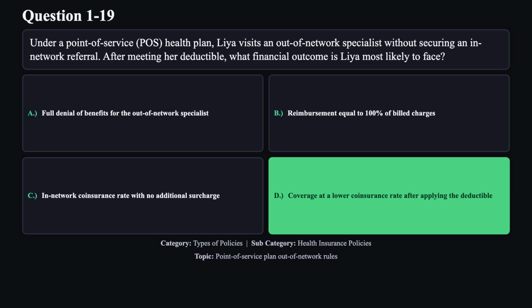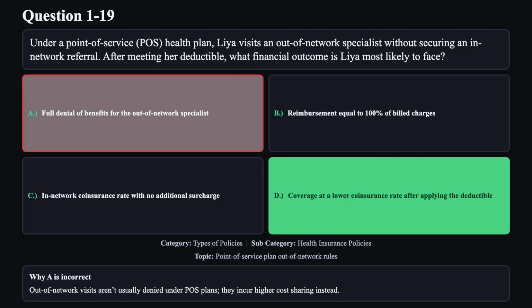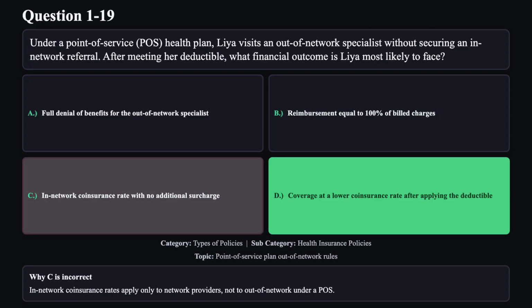The correct answer is D. POS plans allow out-of-network services but typically reimburse at a lower coinsurance rate after the deductible rather than denials or in-network rates. Reason A is not correct. Out-of-network visits aren't usually denied under POS plans; they incur higher cost sharing instead. Reason B is not correct. Reimbursement equal to billed charges does not reflect typical cost-sharing features of POS plans. Reason C is not correct. In-network coinsurance rates apply only to network providers, not to out-of-network under a POS.